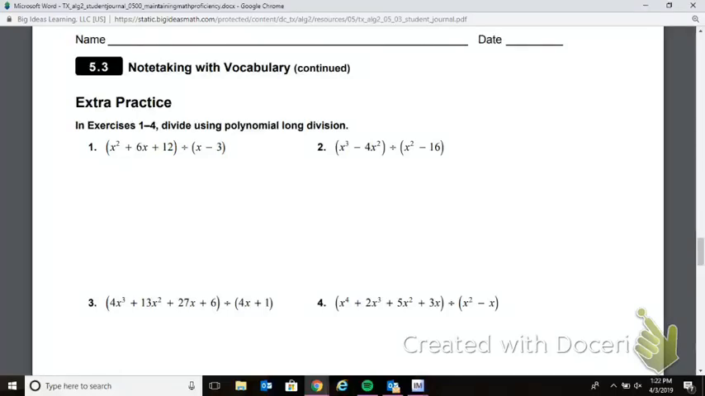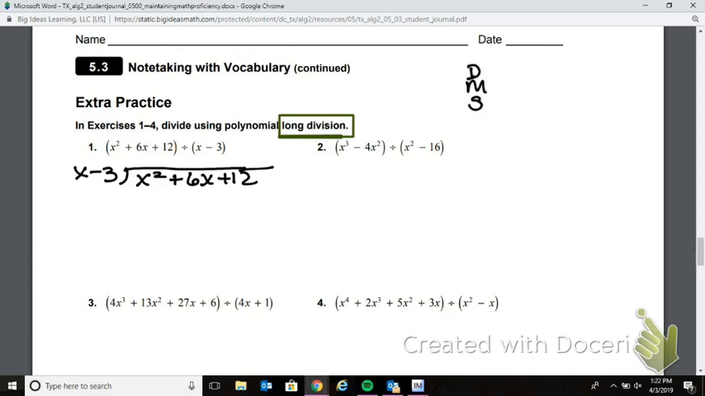All right, we are on page 120 of your student journal looking at lesson 5.3 on long division, polynomial division. So this first section tells us to use long division. We are going to take our divisor, put it outside of the long division bar. We will put our dividend underneath the long division bar. Remember, our steps are divide, multiply, subtract, bring down, do it again.